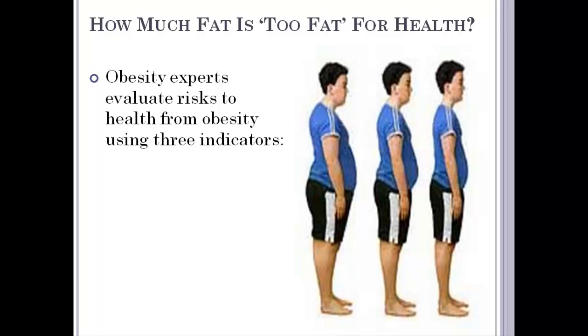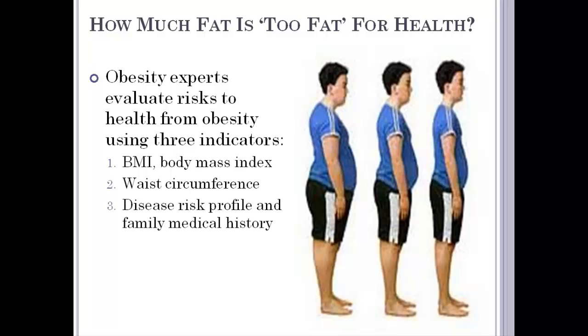So how much fat is too fat for your good health? Obesity experts evaluate risk to health from obesity using 3 indicators. Body fat's not the only answer. One is the BMI, or the body mass index. That's our first indicator. Like I said, it's our quick and dirty screening to raise a red flag. The second is your waist circumference. Waist circumference tells us a lot, and we're going to get into that more in a second.